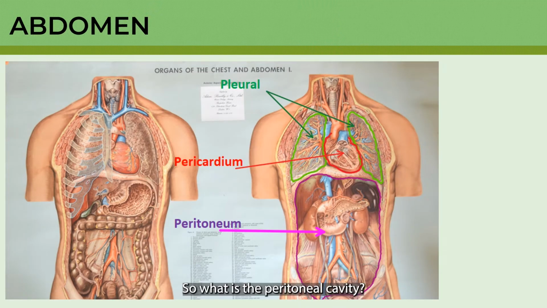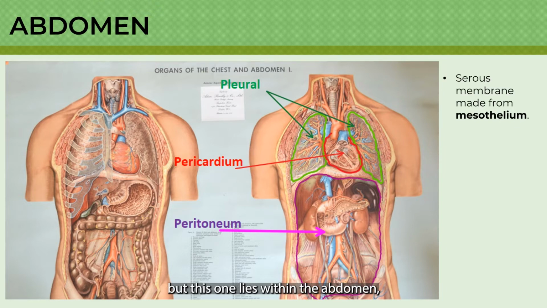So what is the peritoneal cavity? Well, in the same manner that we have the pleural cavities within the pulmonary cavities and the pericardial cavity within the mediastinum, we also have the peritoneal cavity, but this one lies within the abdomen. The same tissue that lines the pleural cavity and the pericardial cavity is found within the peritoneal cavity. This serous membrane is made from a tissue called mesothelium that is derived from the embryonic mesoderm.